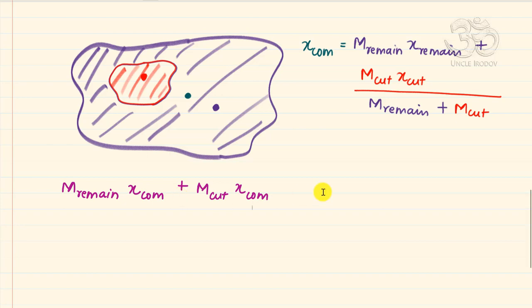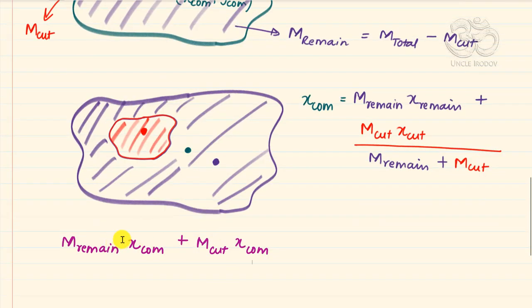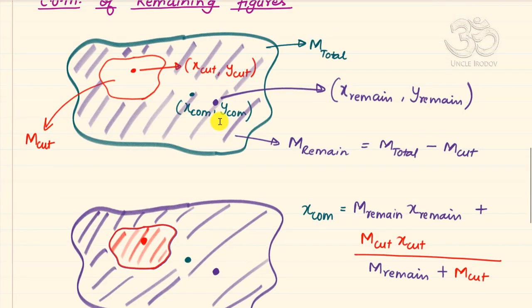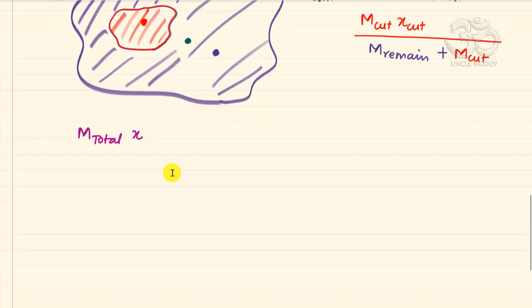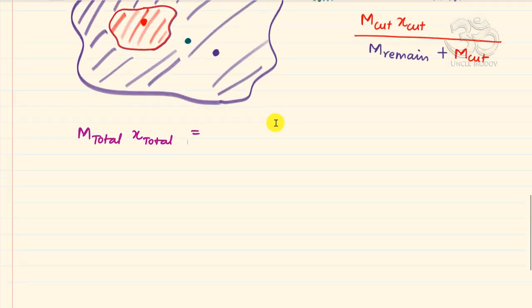or what I can say instead of that is, if I add up m remaining and m cut, I'm going to get m total. M total is m remaining plus m cut. So I will do that here. I will write this entire term as m total in one step. So this is m total and this is x center of mass, which is the center of mass of the total portion.